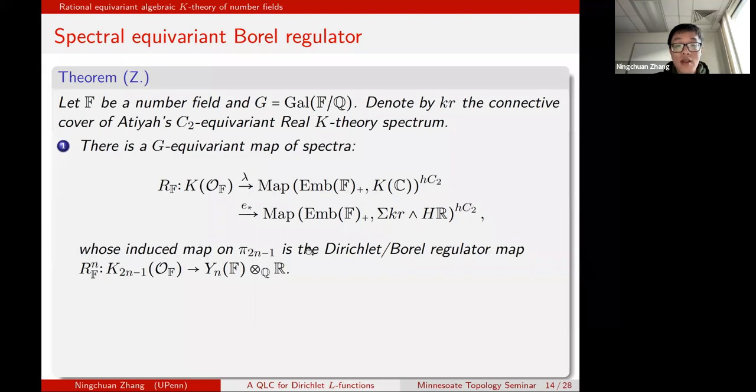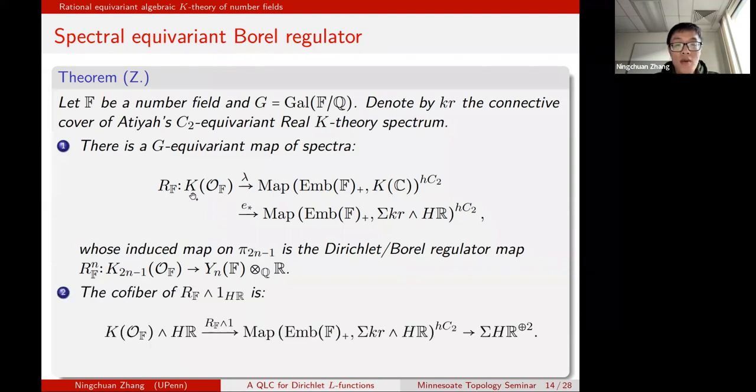And the claim is that the induced map on pi minus 1 is a regulator. It's what the regulator is. And furthermore, we have this map, so you may ask, well, what are the fibers and cofibers? The cofiber of this map, of course, we want to base change to HR, is 2 copies of the Eilenberg-MacLane spectrum for R.